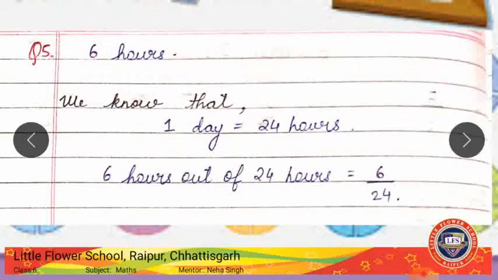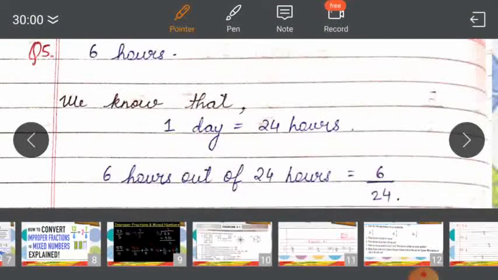See, to find the fraction, both the units should be the same. So we have converted this one day into 24 hours. Now we need to find the fraction for 6 hours out of these 24 hours. So we will write 6 by 24. This is our answer.